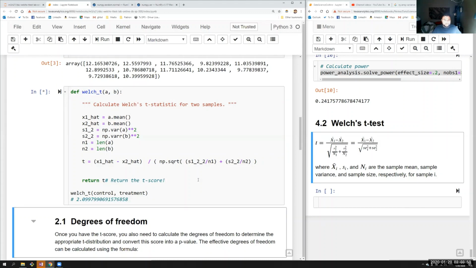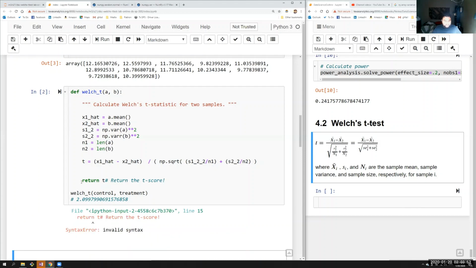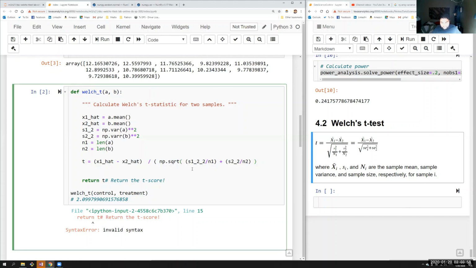Let's see if that works. What do you mean invalid syntax? I know what this is. This is going to be some nonsense. Oh, that's because I guess I did need that bracket after all. Okay.